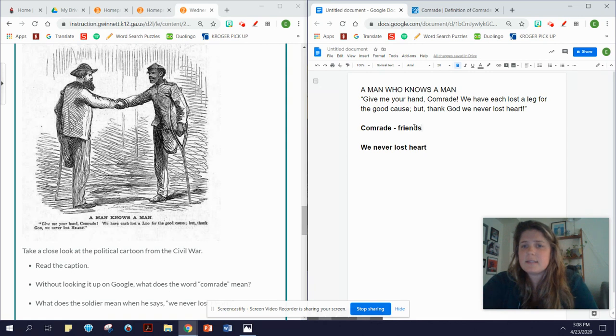And then it says, "We never lost heart." If we were to replace the word comrade, "Give me your hand, friend," that's a good way to do it, because we can see that would make sense. "Give me your hand, friend. We have each lost a leg for the good cause." The cause during the Civil War was they were fighting to end slavery. "But thank God we never lost heart." When you think of something that you put your heart into, it's something that's really important to you, right?